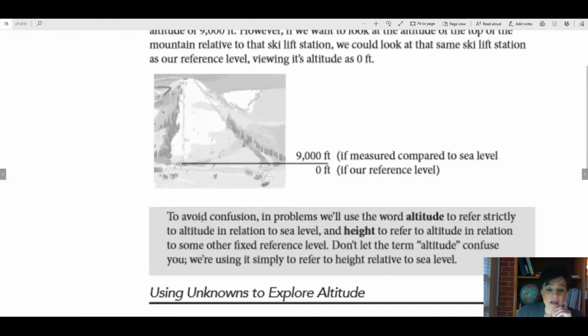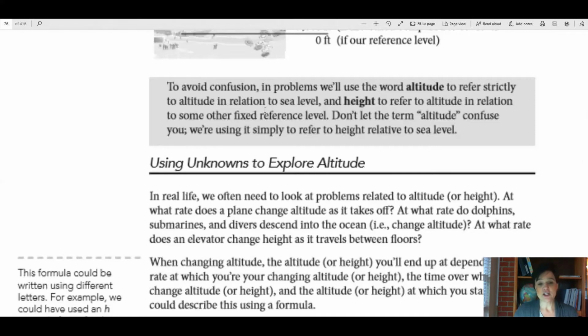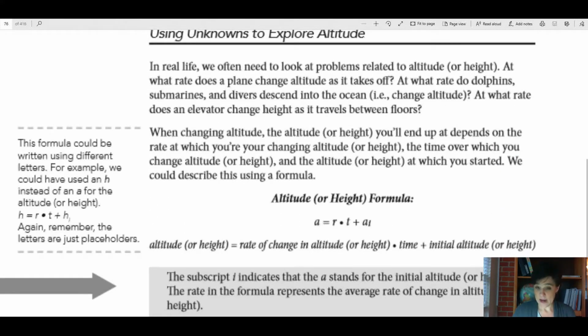All right. Now, to avoid confusion in problems, we'll use the word altitude to refer strictly to altitude in relation to sea level, and then height to refer to altitude in relation to some other fixed reference level. So don't let the term altitude confuse you. We're using it simply to refer to height relative to sea level. All right, so let's use unknowns to explore altitude.